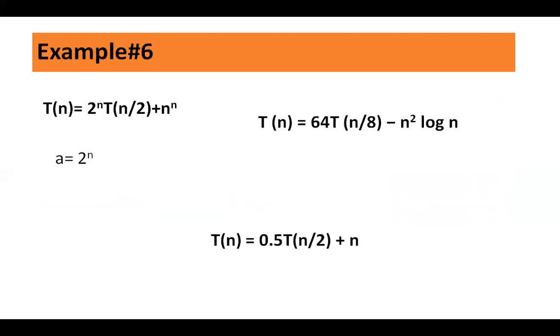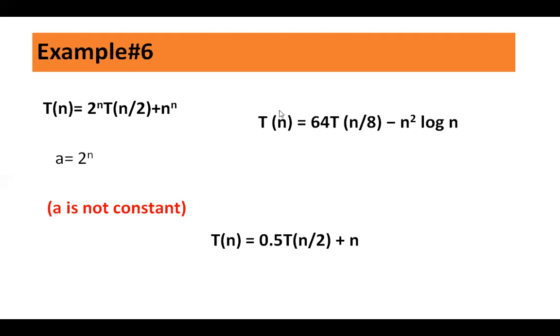Now let us look at some more examples here. Now your T(n) is equal to 2 raised to n T(n/2) plus n raised to n. Now what is the value of a here? A is 2 raised to n, b is 2, and k is also n. Now, can we solve this? Can we apply the master theorem to this recurrence relation? No, we cannot apply the master theorem to this recurrence relation. Why? Because a is not constant. A should be constant. A is not constant here, it is 2 raised to n.